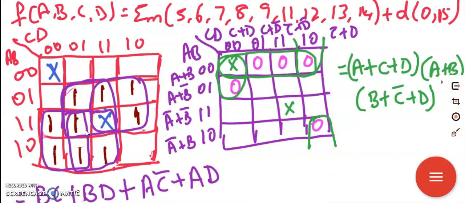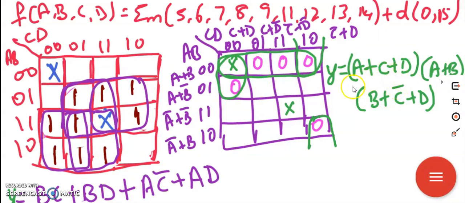So both I can name as Y only. This is also the output. Here by considering ones we get this SOP result. Here by considering zeros we get this POS result.